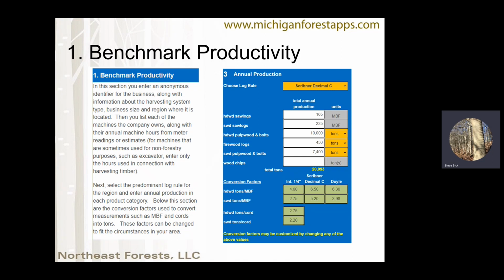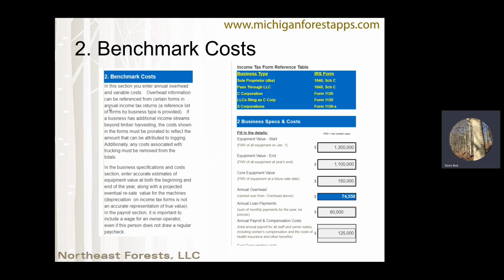But below that are the conversion factors that are used, and these are just some suggested factors. These numbers in the green cells can be altered. So if you think that there is a more appropriate conversion factor for your situation, you can enter it at that time. Once you've benchmarked productivities, it's going to ask you to benchmark costs.